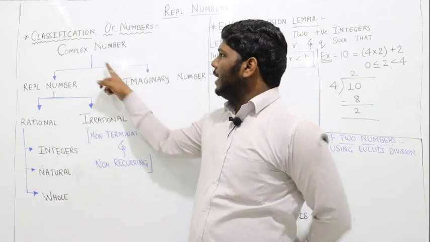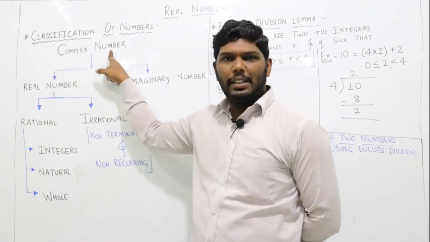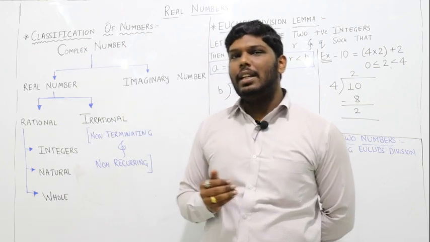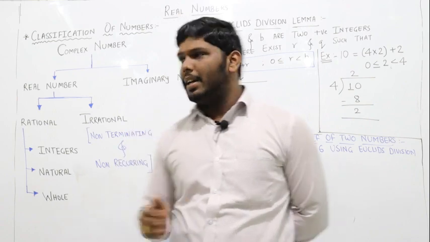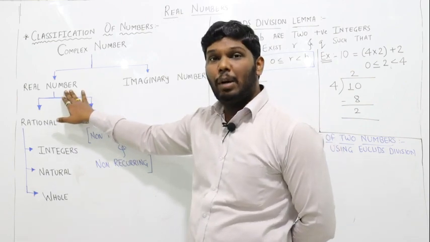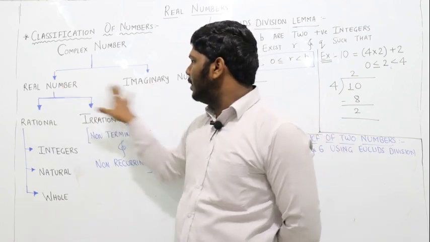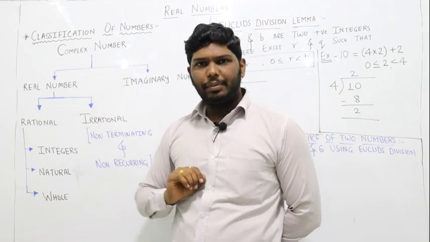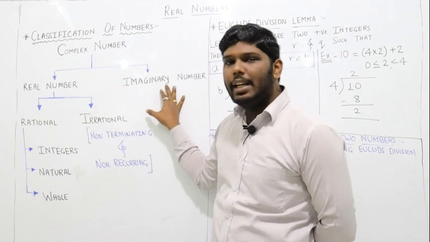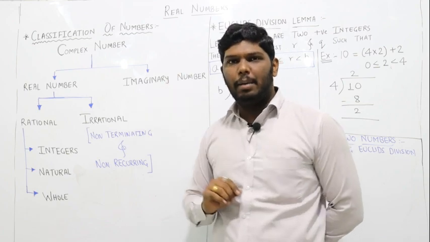So as you can see, I have written it here as complex number. In class 9 we have seen the classification under real numbers, but with real numbers we have one more category of numbers called as imaginary numbers, and both come together under complex number. Now let us understand what is a real number and what is an imaginary number.